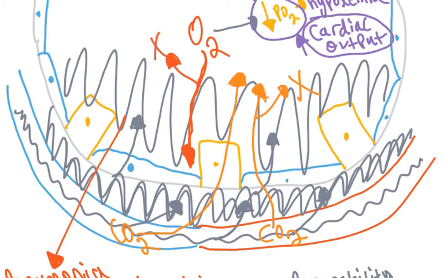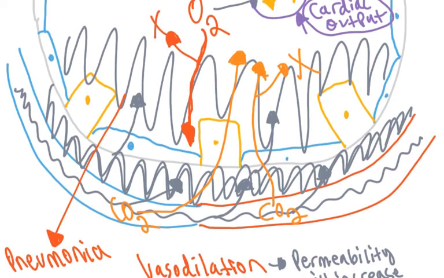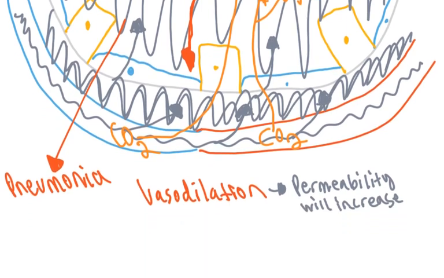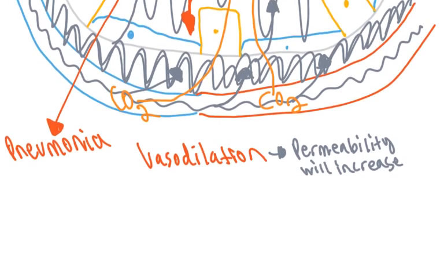So what is it called if we have an extra amount of partial pressure of CO2 in our blood? This could potentially lead to hypercapnia. All right, so hypercapnia is too much carbon dioxide in the blood. So hypercapnia.